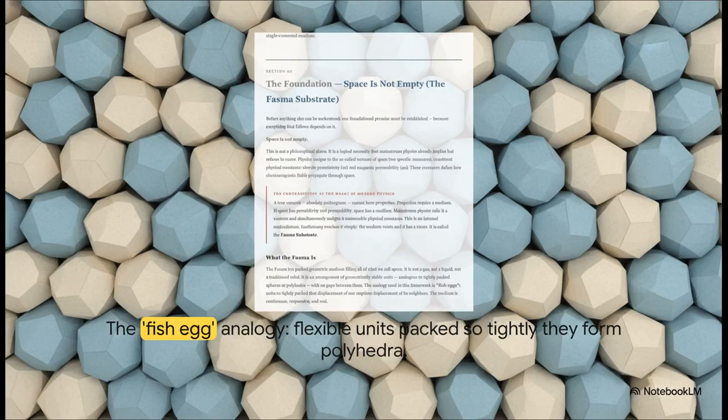This visual gives you the fish-egg analogy they use to describe it. Just imagine a bunch of flexible spheres packed so tightly together that the pressure squishes them into these polyhedral shapes, getting rid of any gaps. These individual units can be pushed around and deformed, but they can't merge and they can't be destroyed. This is the proposed fundamental building block of space itself.